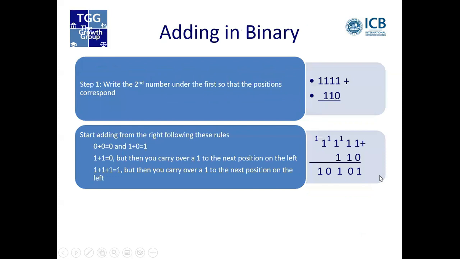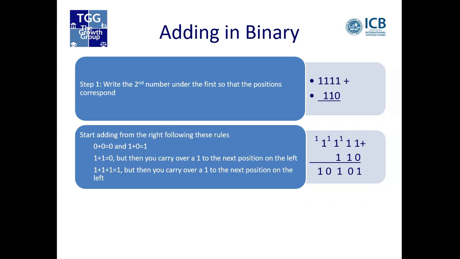So if we're adding longer binary numbers, this is the way we do it. We write the second number under the first so that their positions correspond, as we would do when adding decimal numbers. Then start adding from the right following these rules.